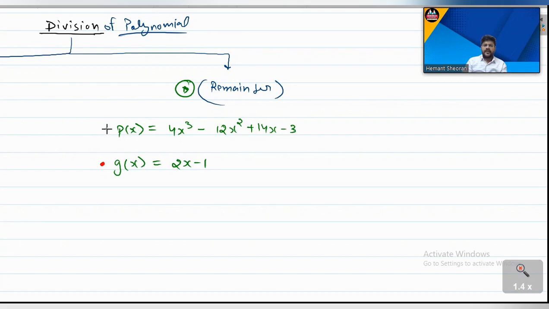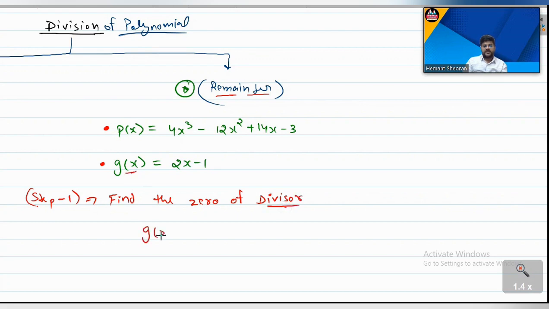In that case, do you remember how we find zeros? Zeros of a polynomial, do you remember that case? How do we find the zero of a polynomial? So step number one is to find the zero of the divisor. Okay, so which is your divisor? g(x).